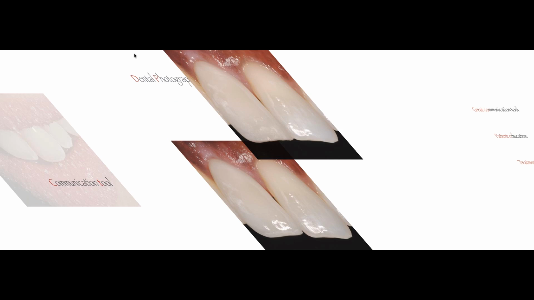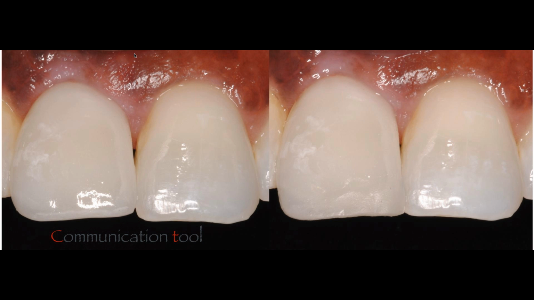And good dental photography will actually show how professional we are in delivering the service and communicating with our patients. So these are the four key elements that I think we're going to go through, each and every one of these, so I can give you some examples. Let me show you this first example.